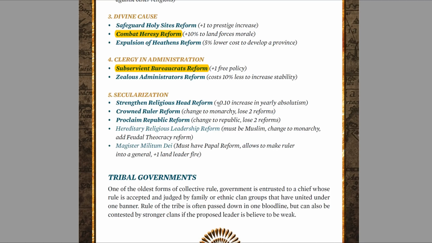Fifth reform, +0.1 increase in yearly absolutism. Pretty great. You can change to monarchy and lose just 2 reforms as opposed to republic. All right, where you lose like 4 and 6. Here you lose 2 and 2. If you want to change to monarchy at that point, it'll be interesting to see if you start as Pope, kind of blobbing, and then you want to change to monarchy and do a world conquest, and like, why not? So you can do the change to monarchy, but this just seems yearly absolutism.